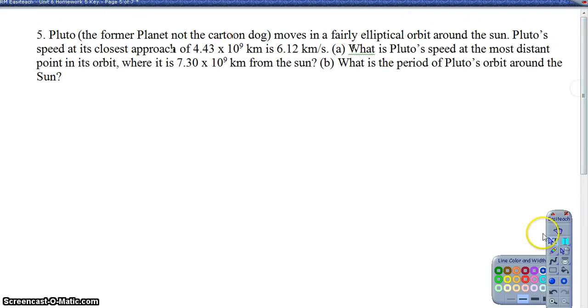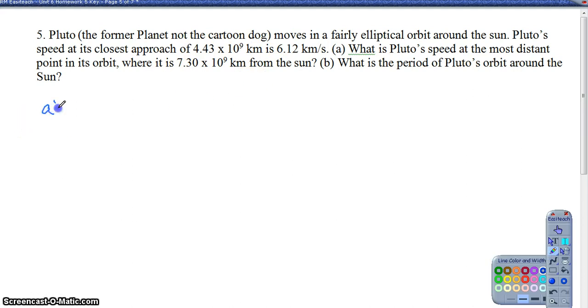It does take advantage of energy conservation here, and obviously it takes advantage of this being an elliptical path, which we'll see as well. But actually for part A, I think there's probably enough information to where we don't even necessarily have to worry about it being an elliptical path. They tell us that Pluto has an elliptical orbit, Pluto's speed at the closest approach, so they give us the distance and the speed at that closest approach, and then they ask us what is the speed at the most distant point in the orbit, which is obviously this distance then away from the sun.